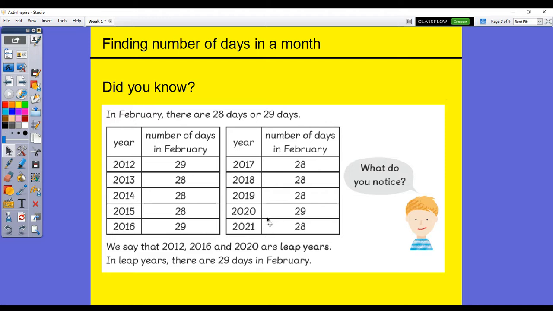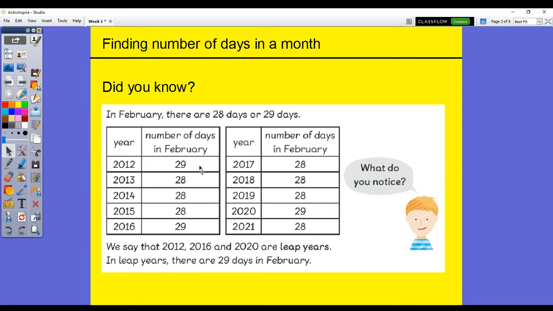So let's have a look at this table here. In 2012, there were 29 days. In 2013, 28. 2014, 28. 2015, 28. 2016, 29. And then if we look over here, we can say 28, 28, 28, 29, 28. So let's have a look at these numbers. Do we see a pattern? How many times does 29 show up? We've got 29 there. So 1, 2, 3, 4. Let's have a look over here. 1, 2, 3, 4. So that means a leap year is every 4 years.